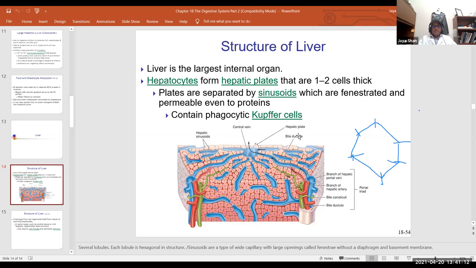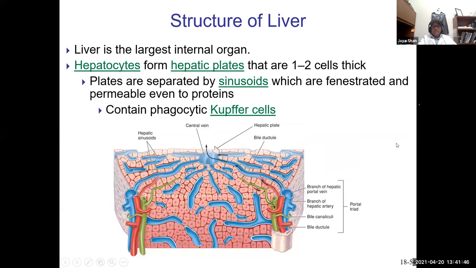Okay? In the wall of the sinusoids here, you have some phagocytic cells called Kupffer cells. So if any toxic substance from the GI tract comes here, they are going to eat them up. Okay. So that is the liver.